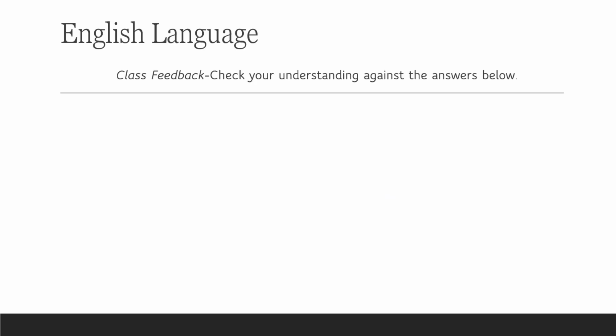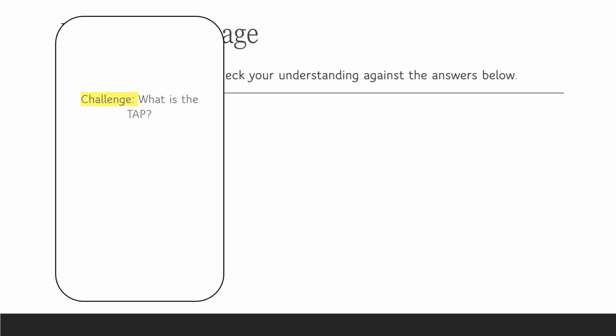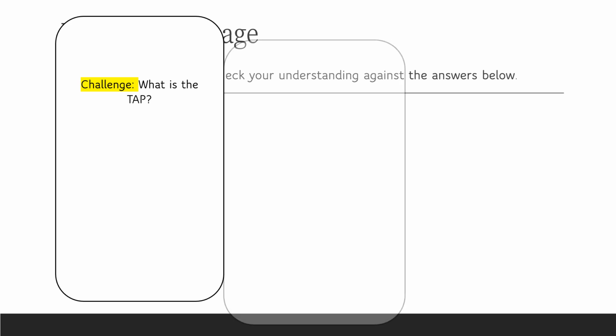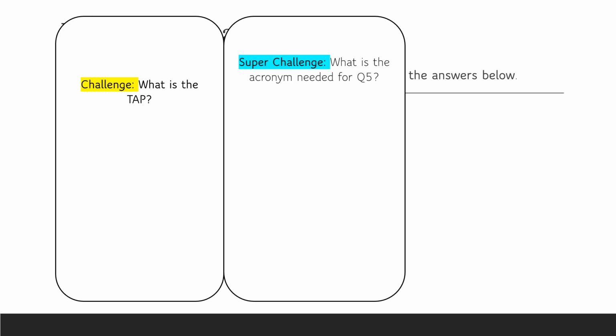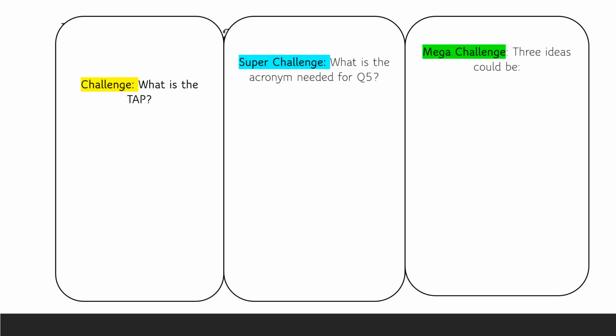Class feedback. Check your understanding against the answers below. So think about the challenges that we thought about relating to question 5. We're just going to go through them and make sure we're all on the same page before we make a start. So first thing, the challenge was, what is the TAP? Second challenge, the super challenge, is what is the acronym needed for question 5? And finally, list 3 ideas that you could use.